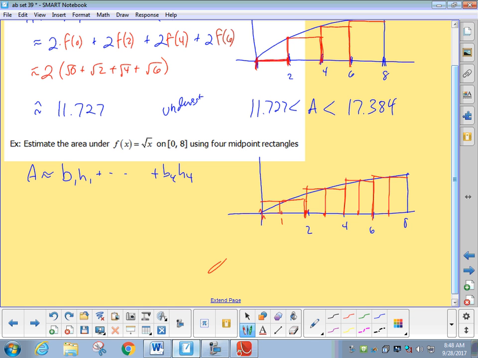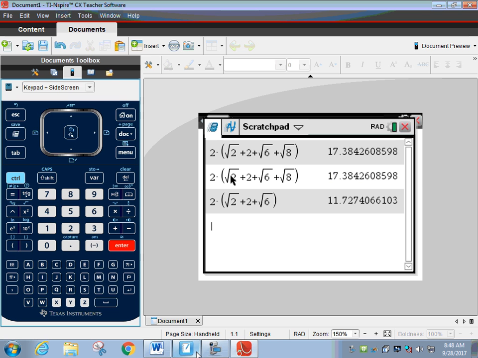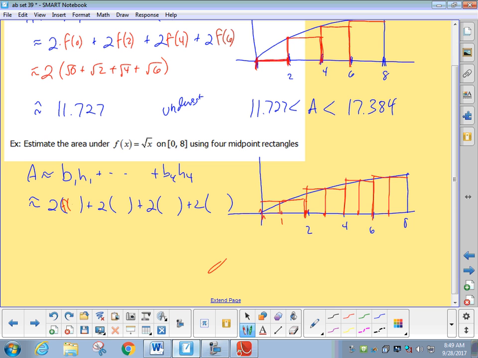Okay? What is the base of each? 2 of each. 2, 2, 2, and 2. Okay? The first height. We fight the temptation to start putting in numbers and we express functions. We say the height is the function at 1. The next height is f at 3. The next height is f at 5. And the last is height at 7.